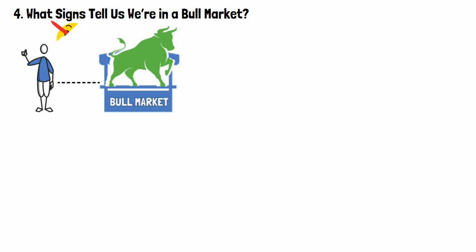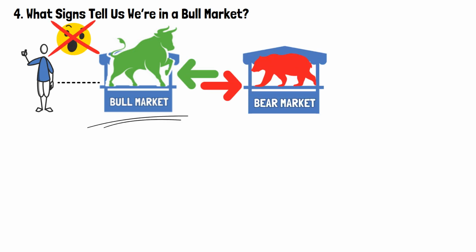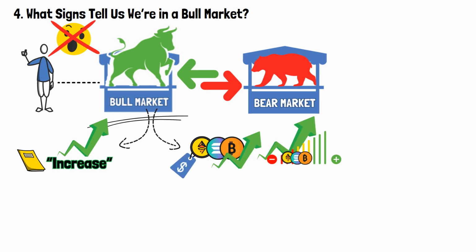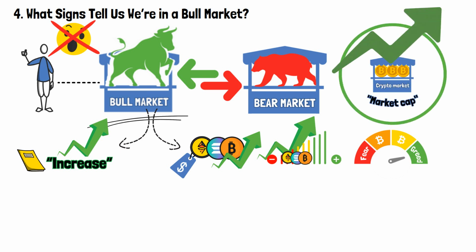Moving on, let's turn to something more positive, a bull market. It's probably not going to come as a surprise that when it comes down to a bullish market, everything is the exact opposite of a bear market. The main characteristics of a bull market could be summed up in one word: increase. Increase in cryptocurrency prices, increase in crypto trading volume, increase in trading activity, and in the overall crypto market capitalization.